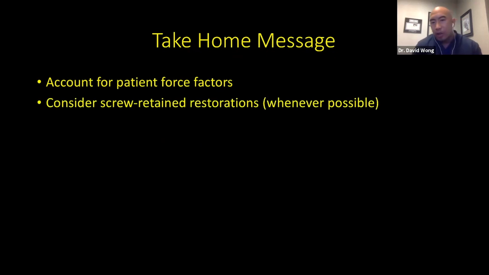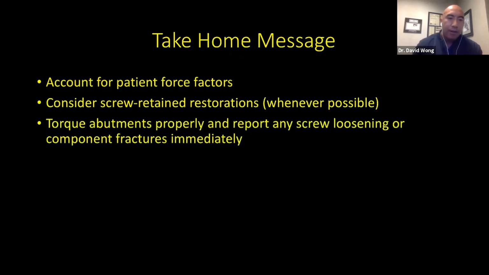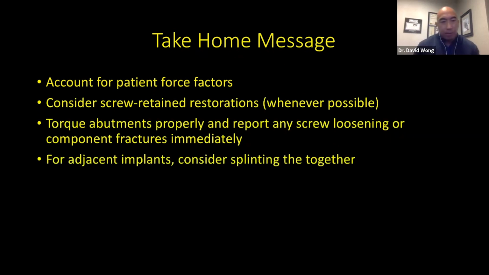Consider screw retained restorations whenever possible. It just makes your life a lot easier to retrieve things like broken components. Torque abutments properly. You want to report any screw loosening and component fractures immediately, because as soon as things get loose, that's when a patient can bite down on the implant crown and break it. That's when it's most susceptible, when things are loose.